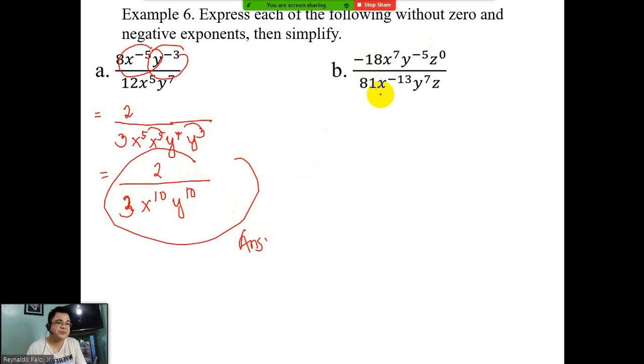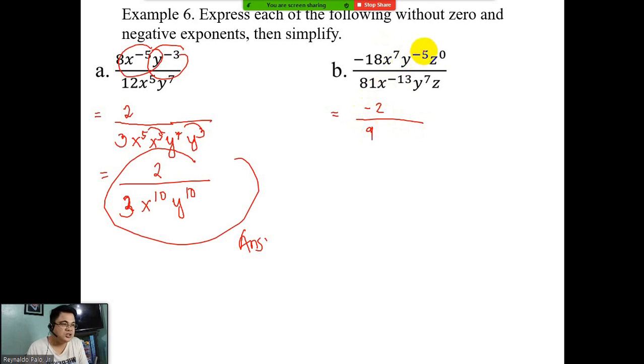Next, we have letter B, negative 18 x raised to the power of 7, y raised to the power of negative 5, z raised to the 0 power, over 81 x raised to the power of negative 13, y raised to the power of 7, and then z. So next thing is, of course, we have to simplify the whole numbers, negative 18 and 81. The common factor is 9. So, negative 18 divided by 9 is negative 2. Then, 81 divided by 9 is, of course, 9.